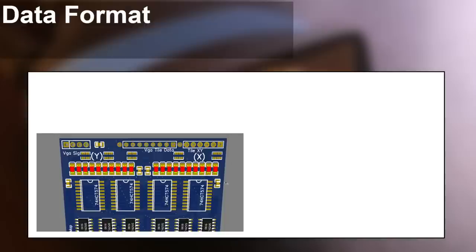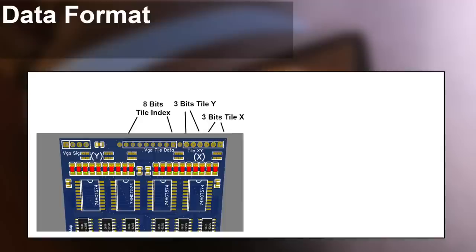Now we need to think about the data format and how we're going to encode this tile data. The best place to start is looking at the data inputs we've got. Here's the top of the tile map PCB that we designed. We've got the VGA tile data coming out, that's the 8-bit tile index that we're currently using to drive the palette index. But we've also got the tile XY, which is the pixel position within the tile that we're outputting from the lower 3 bits of the two counters.